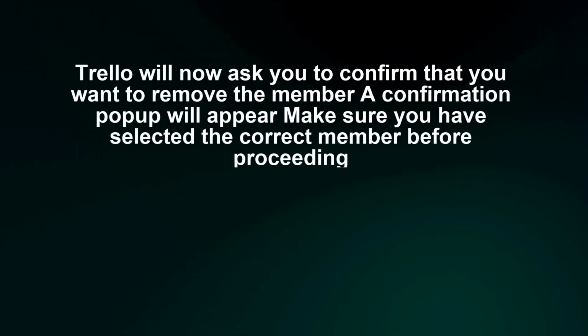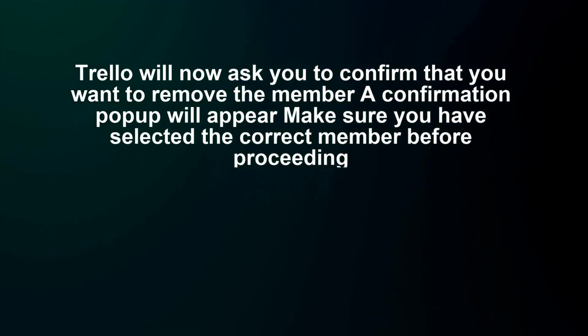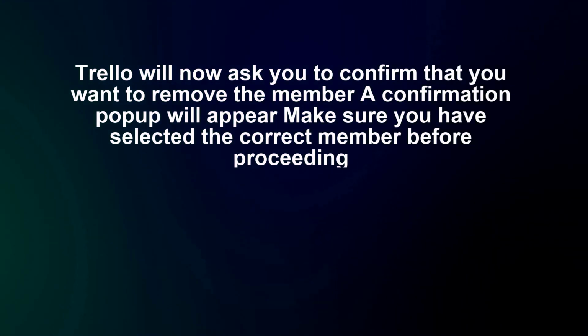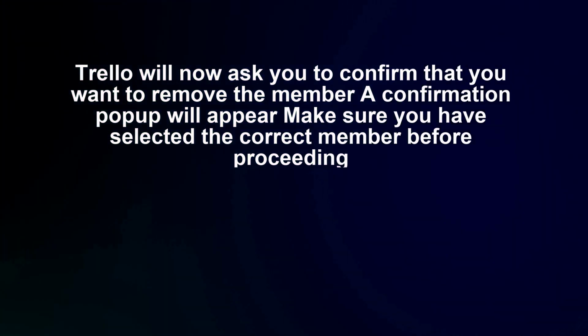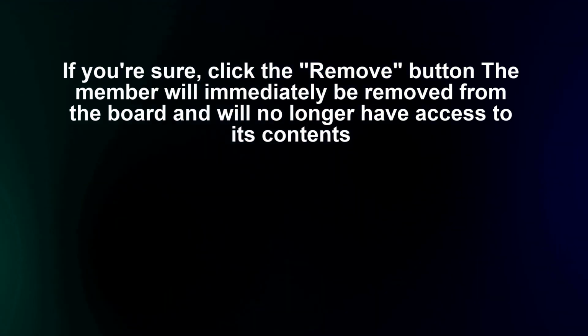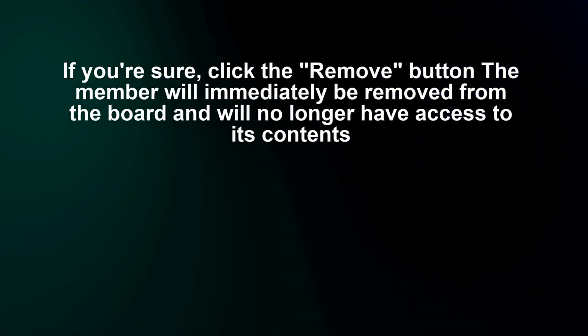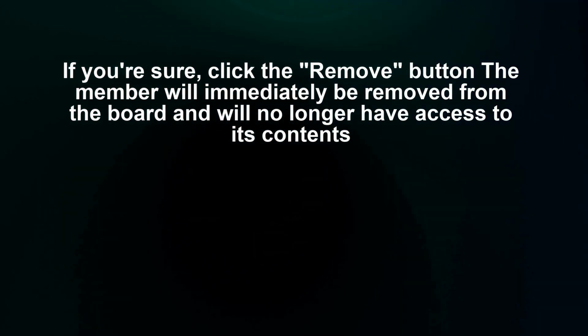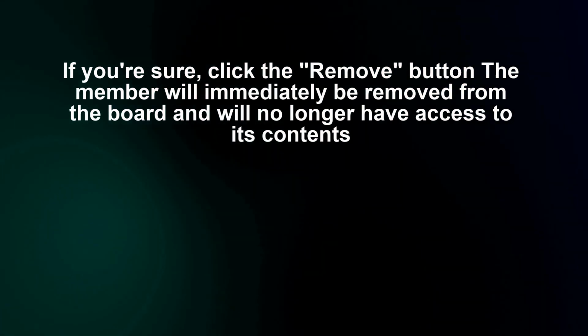Click this option. Trello will now ask you to confirm that you want to remove the member. A confirmation pop-up will appear. Make sure you have selected the correct member before proceeding. If you're sure, click the Remove button. The member will immediately be removed from the board and will no longer have access to its contents.